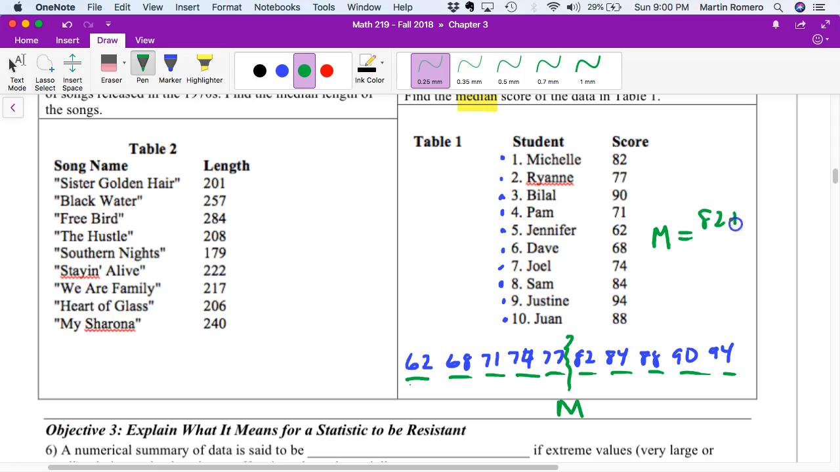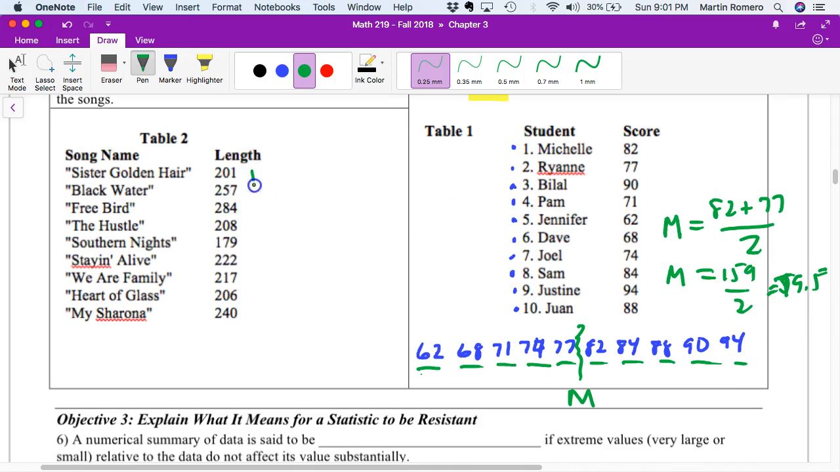How do you find the middle of two numbers? You add them up and divide by 2. That's how you find the middle of two numbers, or really finding the average of the two numbers. That's 159 divided by 2. So that would be 59. Sorry, this would be 79.5 as your median there.